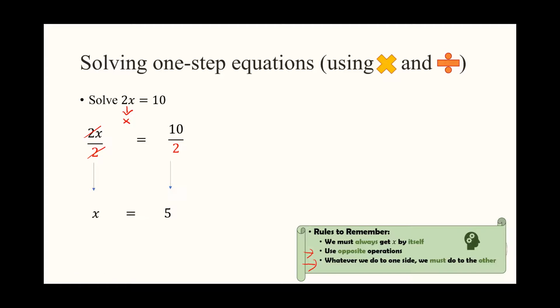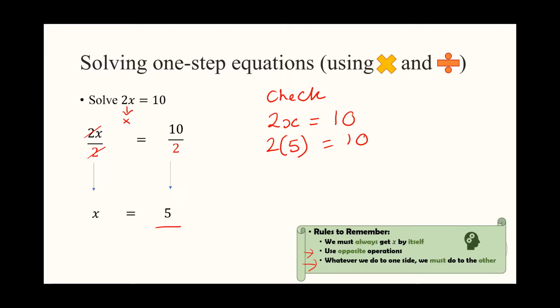Now I'm going to check, let's see, by substituting 5 into the original equation. So 2x should equal 10. So 2 multiplied by 5, that does equal 10. So we know that we're correct. So again, we just used the opposite of multiplication, which was division. And we did it to both sides, okay?